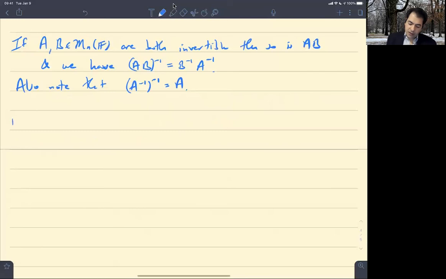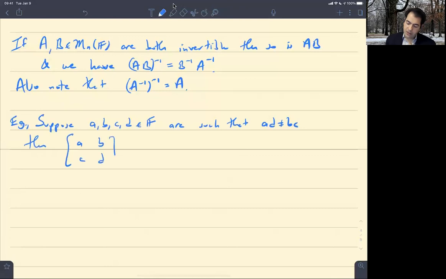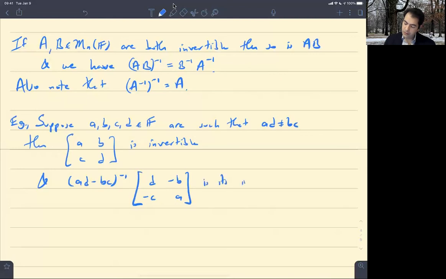Okay. Here's an easy example. Suppose I give you 4 elements of a field, A, B, C, D, and they are such that A times D is not equal to B times C. Then the matrix ABCD is invertible. And so take (AD minus BC) inverse and multiply the matrix D, minus B, minus C, A. This is its inverse. Okay, so I'll let you check that. But to check that, notice that all you have to do is multiply these matrices together and see that you get the identity no matter which order you do the multiplication.